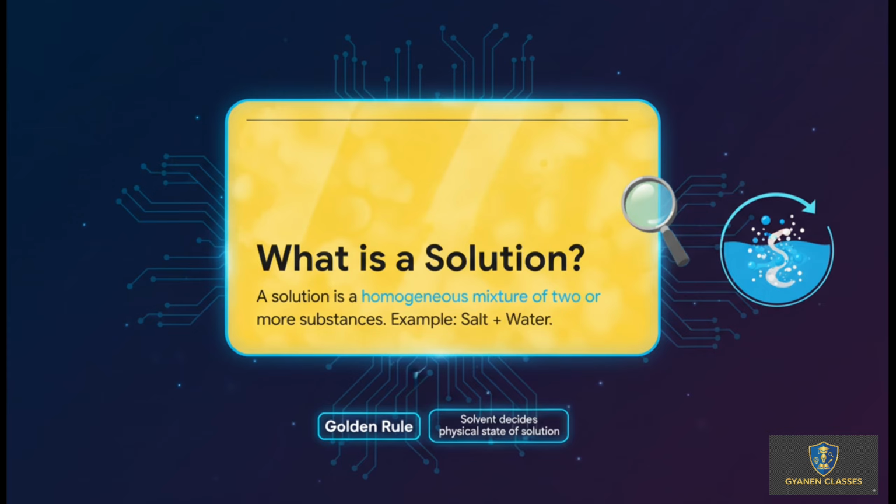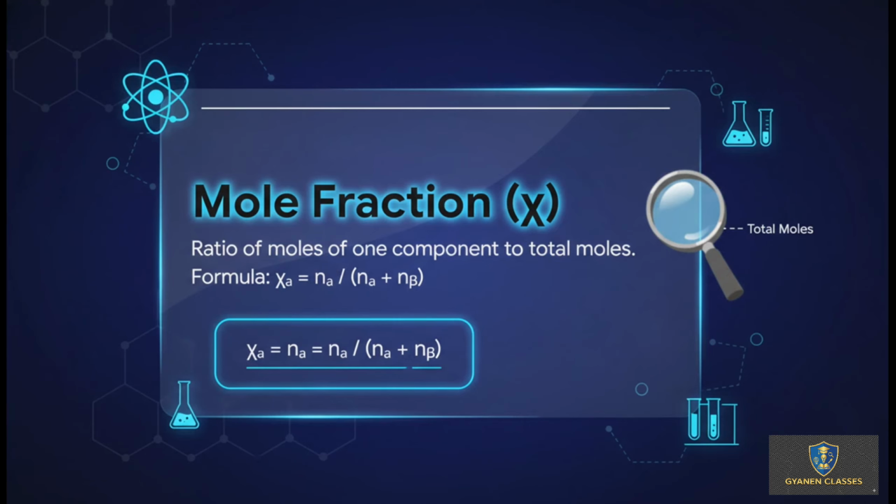And here's a golden rule to remember. The solvent always determines the physical state of the solution. If the solvent is a liquid, the solution will be a liquid. Simple. All right, let's look at our very first concentration term, mole fraction. We use the Greek letter chi for this. Now, don't let the name scare you. It's a very simple idea.